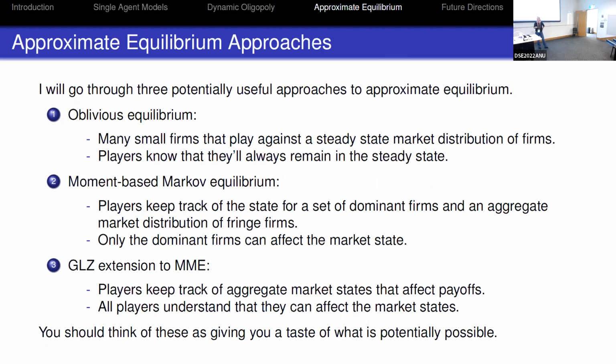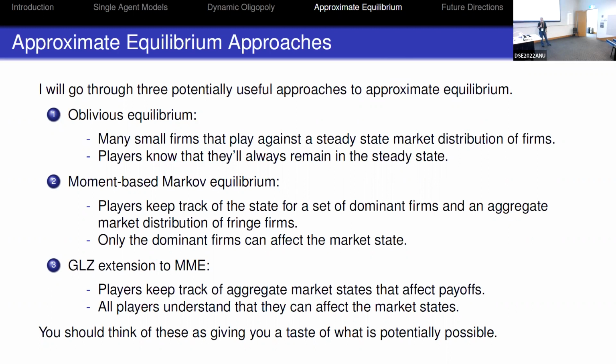In Gowrisankaran, Langer, and Zhang, our extension, we're going to do things slightly differently. We don't want to divide firms into dominant and fringe. We don't think that's accurate in our setting. That's, again, where those judgment calls come in that are a little difficult.